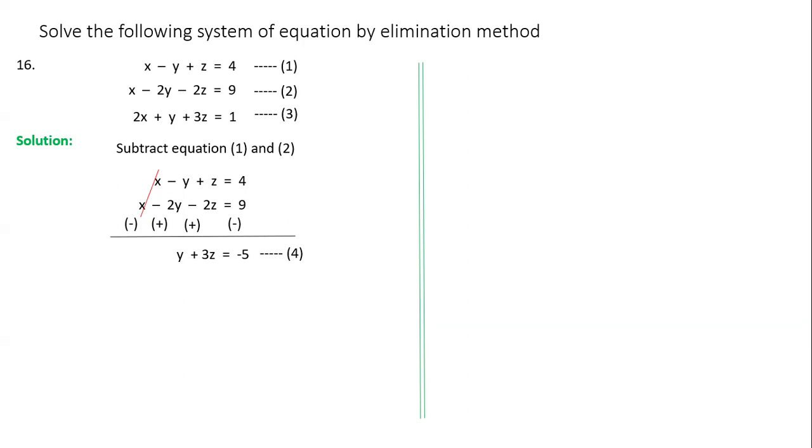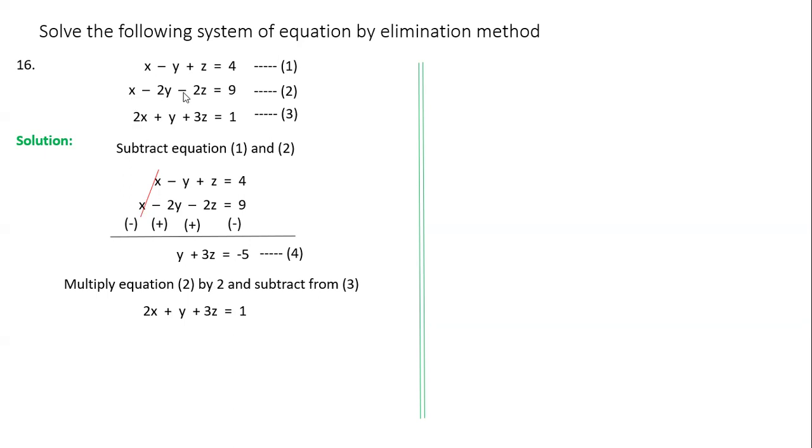Then now, multiply equation 2 by 2 and subtract from 3. Now I'm going to eliminate x from these two equations. First I did with the first and second. Now I'm going to do with the second and third. The third equation is 2x plus y plus 3z is equal to 1. This is your third equation.